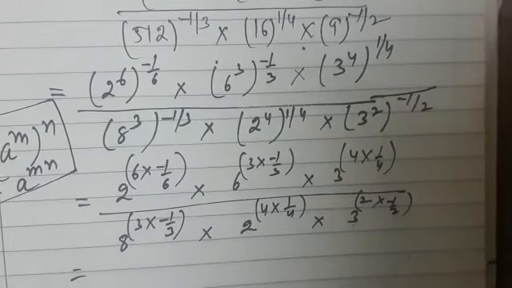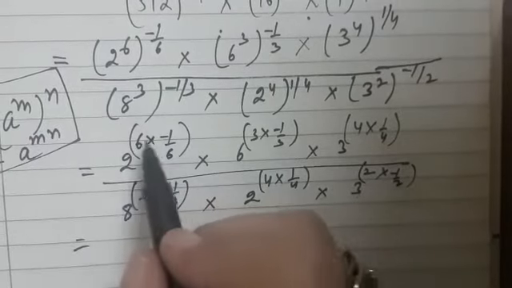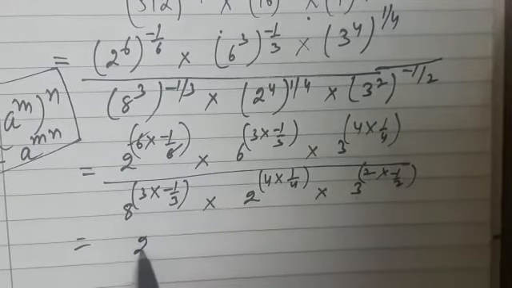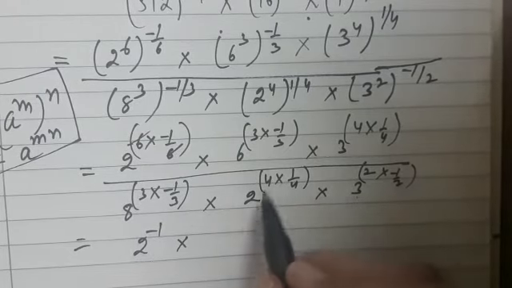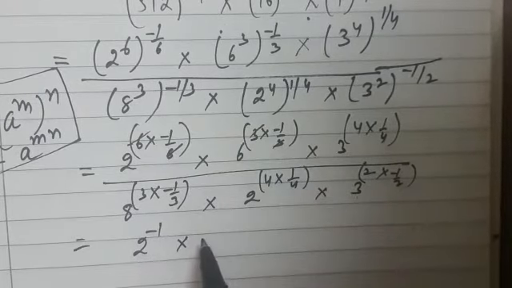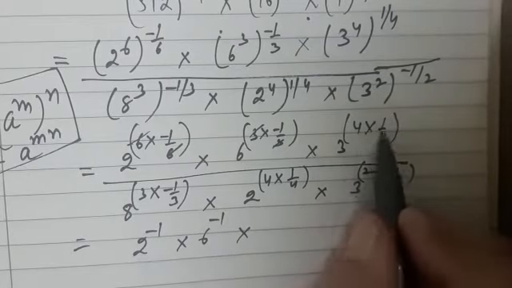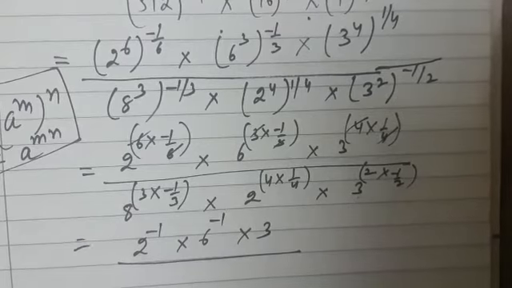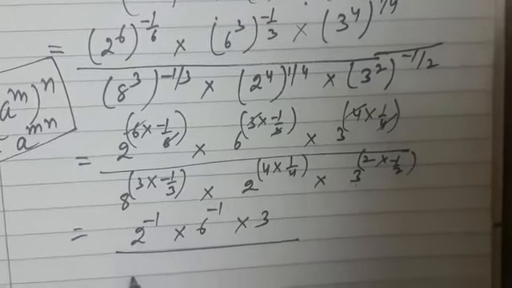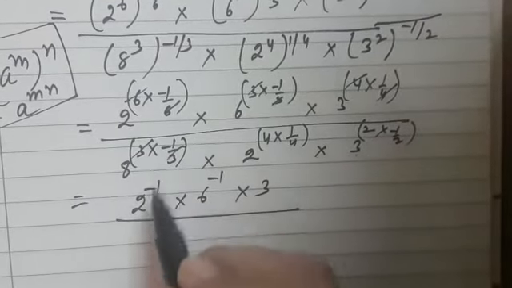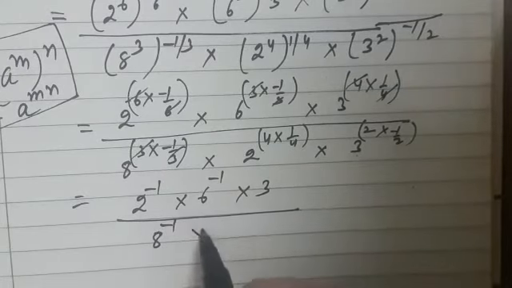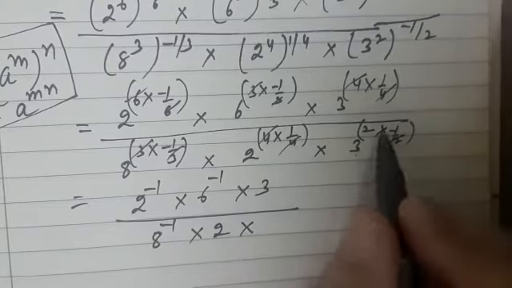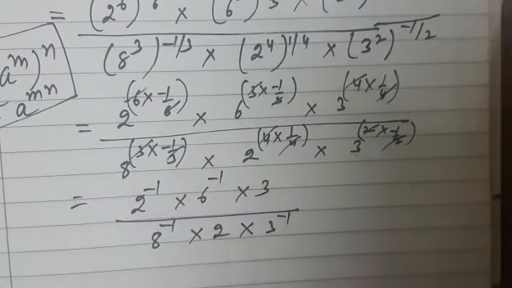And now we are going to simplify this. We see here that 6 gets cancelled with 6. So we are left with 2 raised to the power minus 1. Here 3 gets cancelled. So this is 6 raised to the power minus 1. 4 gets cancelled. So we are left with 3. And in the denominator, we get 8 raised to the power minus 1, then into 2, then into 3 raised to the power minus 1.